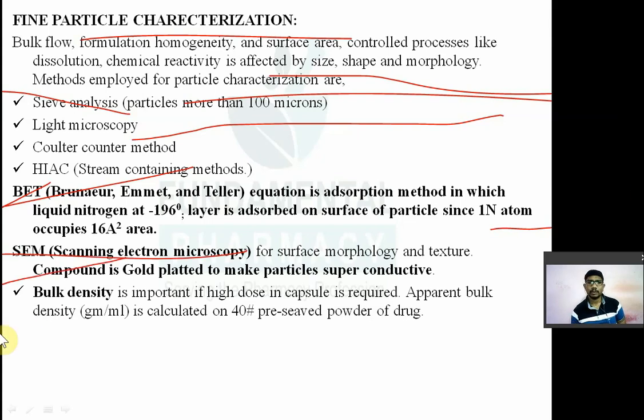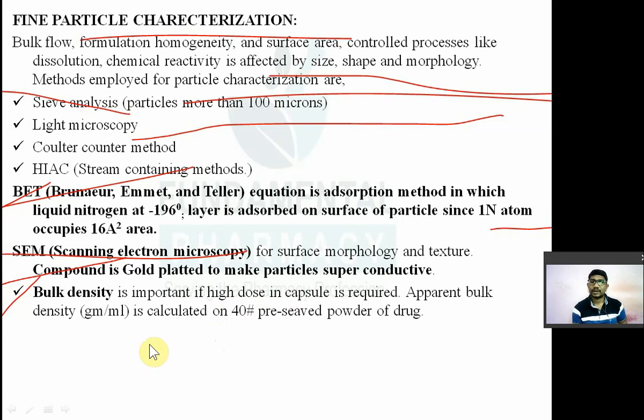Now what do you mean by bulk density? Bulk density means mass upon volume. अगर कोई कंपाउंड का मास 5 ग्राम है, वॉल्यूम 6 है, 5 divided by 6, that will give you density. So it is again important in case of high dose of drug. किसी ड्रग का डोज ज्यादा है तो उसके लिए you have to check the bulk density of the drug if your dose of drug is high.